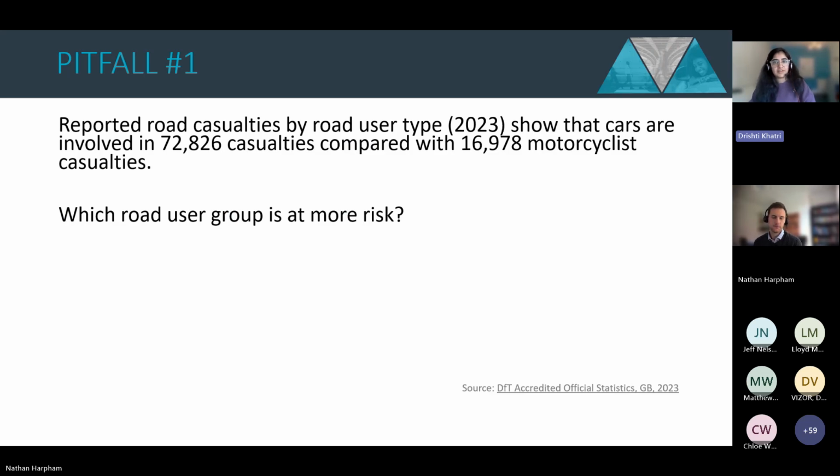So we've done some bits of analysis and we would appreciate if you could put your answers in the chat. The first one being reported road casualties by road user type, this is DFT 2023 data. It showed that cars are involved in 70,826 casualties compared with 16,978 motorcyclist casualties. Which road user group is at more risk? What do you all think? Give a minute or two for the answers to come in. If you just stick your answers in the chat. Yep, this isn't about being right or wrong. This is just to get some participation.